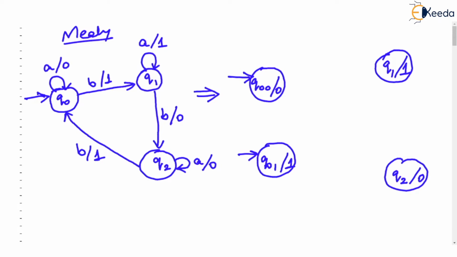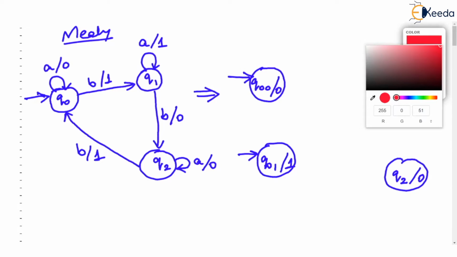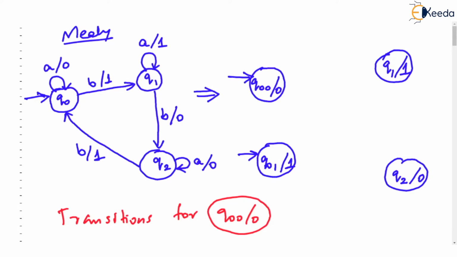Now it is only a matter of defining transitions for all these states. And remember, it is finite automata. So for every state, we should have A and B transitions. So what will be the transitions for Q00 state, which outputs 0? I mean, what will this state do on reading A and what will this state do on reading B?